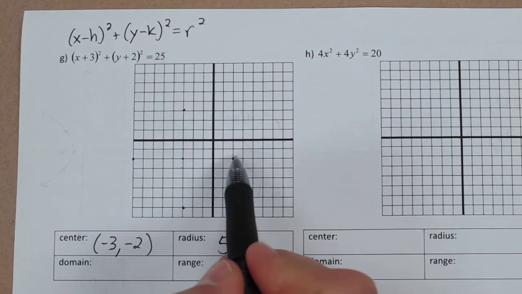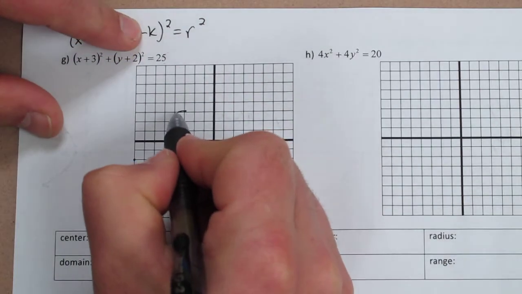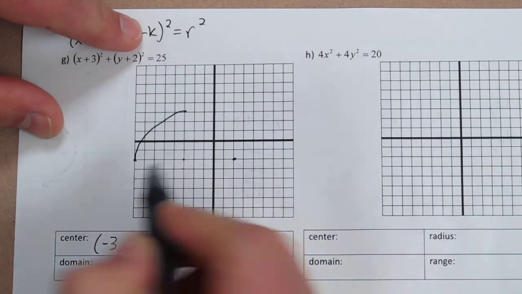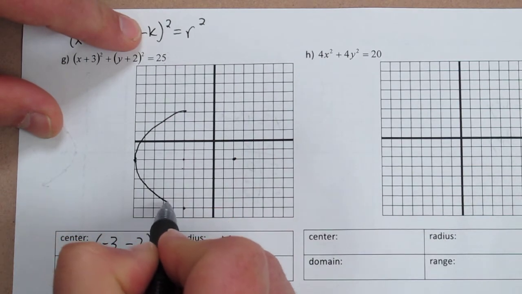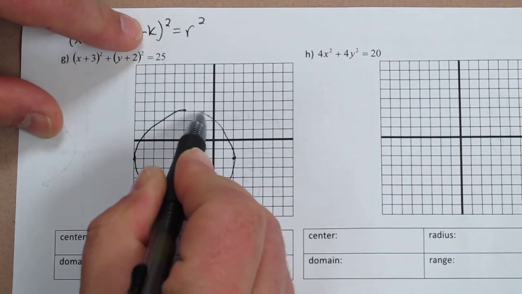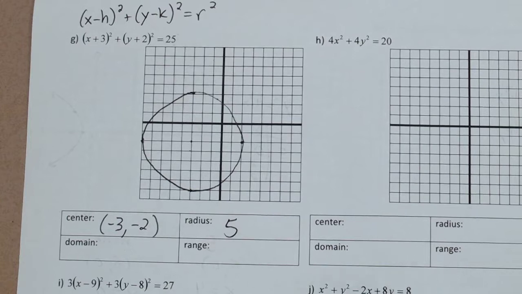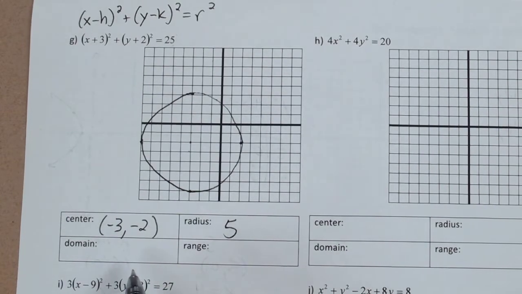All right, if we connect these 4 points with a circle, that's our graph. Now, this also asks for the domain and range.